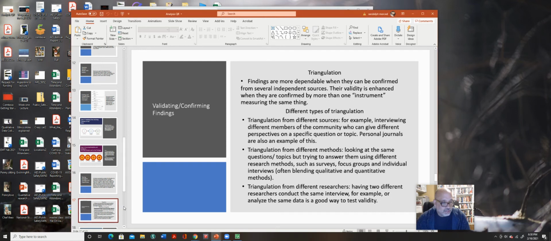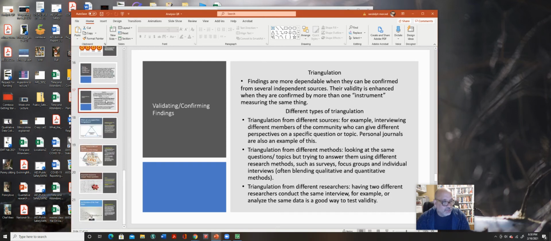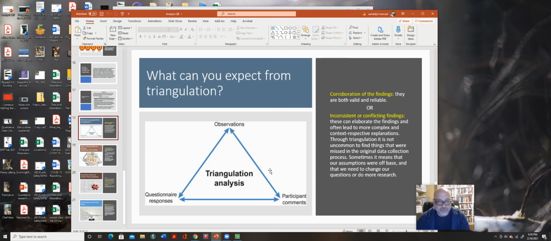I know I'm going fast here, and there's a lot of information, so let's just keep moving. And that's just a picture of typical triangulation. You corroborate the findings, or you find some inconsistency from the findings.